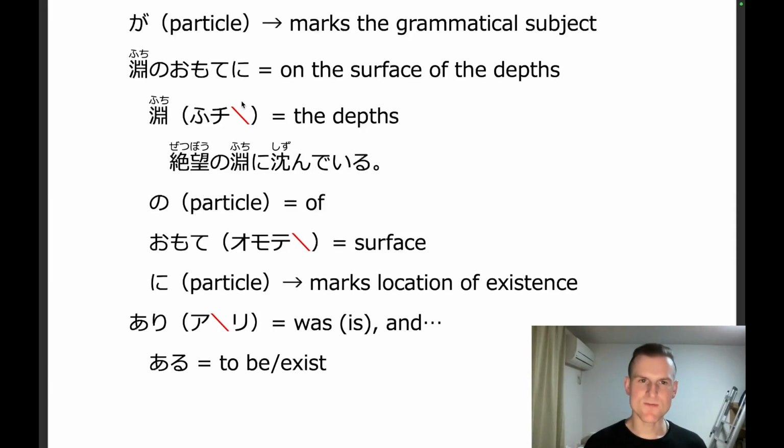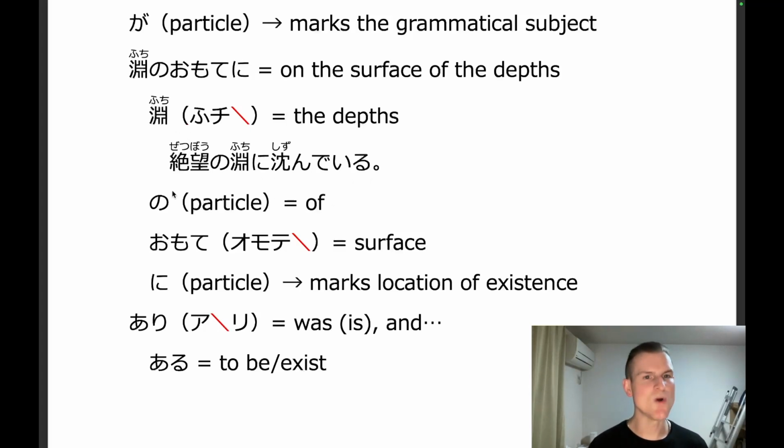And this can be used metaphorically as well. So zetsubo no fuchi ni shizundeiru means to be sinking in the depths of despair. Zetsubo means despair. Shizumu is to sink. Shizundeiru, to be sinking. Zetsubo no fuchi ni shizundeiru. I'm sinking in the depths of despair.